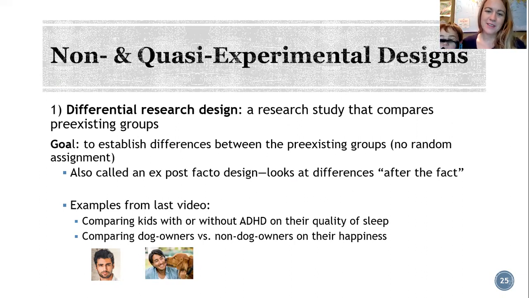So I gave you some examples of this in the last video. Examples of these are when we're comparing kids with or without ADHD on their quality of sleep, or we're comparing dog owners versus non-dog owners on their happiness. So in both cases, we haven't decided who has ADHD or who doesn't. These groups have created themselves in the real world.